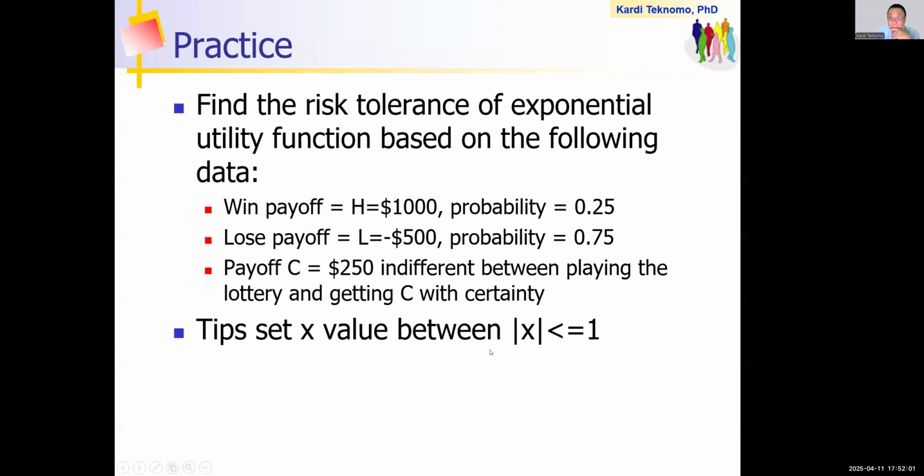This one. Can you find the risk tolerance of the exponential utility function? Now H is 1000 with probability of 0.25, and L is minus 500 with the remaining probability. And C is now 250 for indifference.